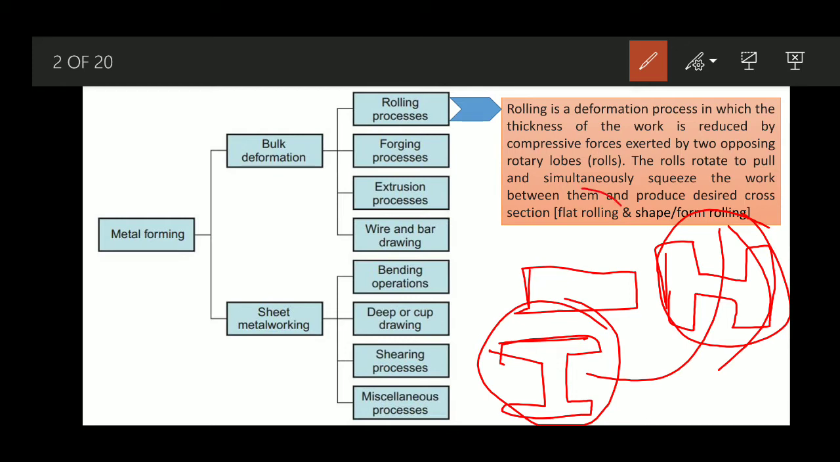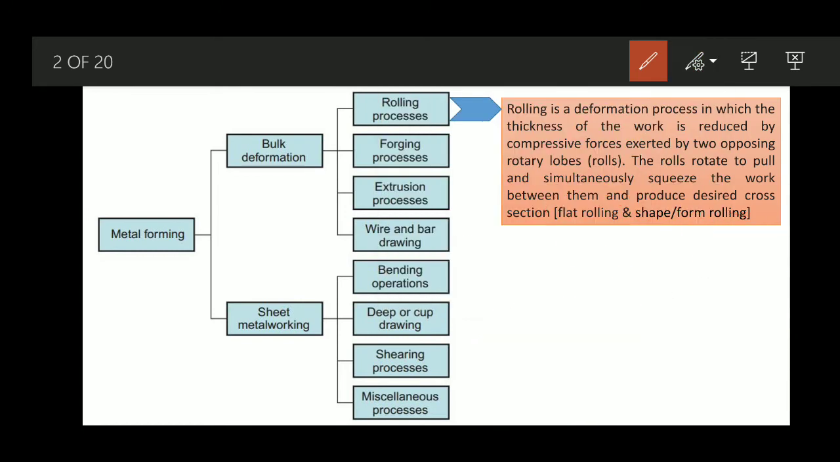But in case of flat rolling, which is the most basic one, we don't have any contour made on that cylindrical roller. So it's purely cylindrical. Now this rolling is a deformation process where the thickness of the work is reduced by compressive forces exerted by two rollers which are moving in opposite directions.